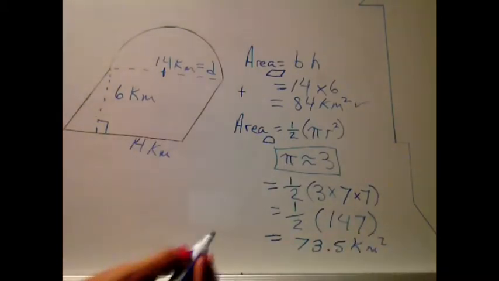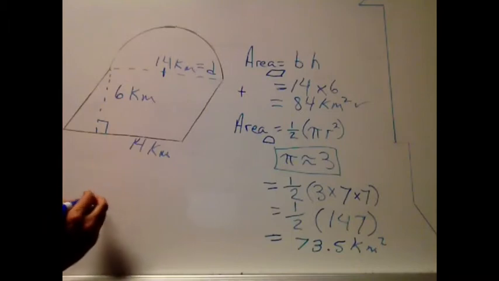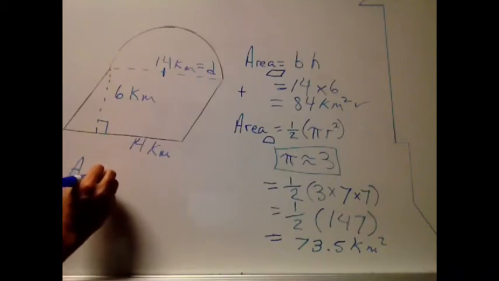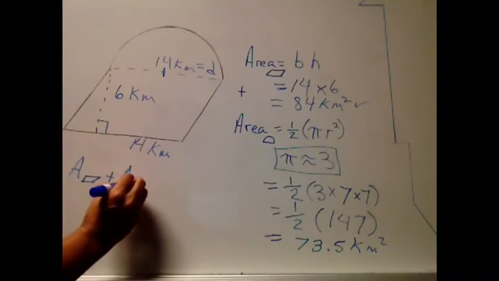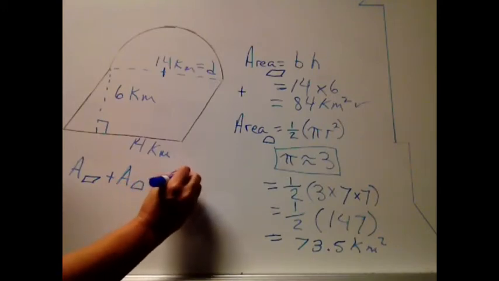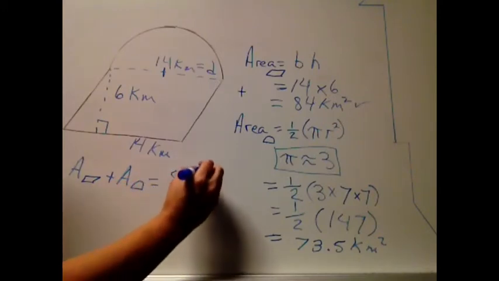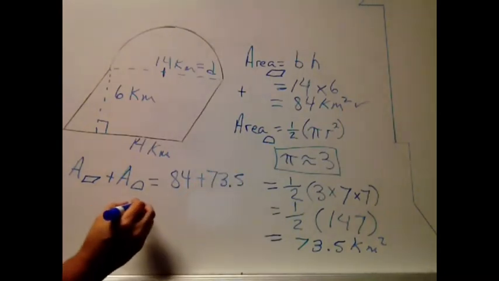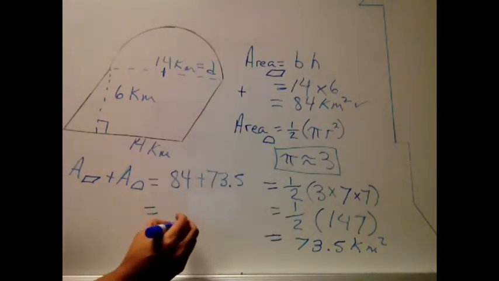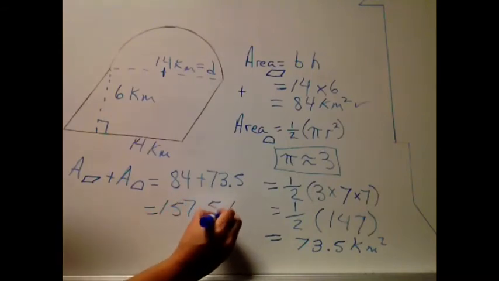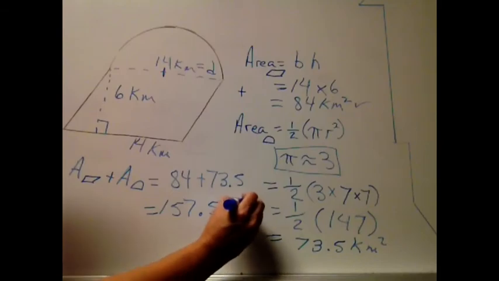Now, once again, I'm going to have to add the areas. So the area of my parallelogram plus the area of my semicircle. Okay, so that's 84 plus 73.5. Remember, it's kilometers squared. When we add these, we're going to get 157.5 kilometers squared.